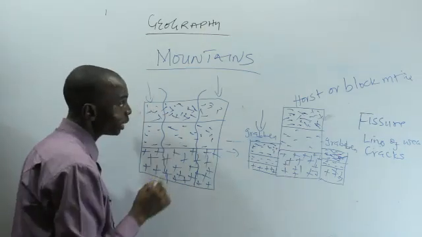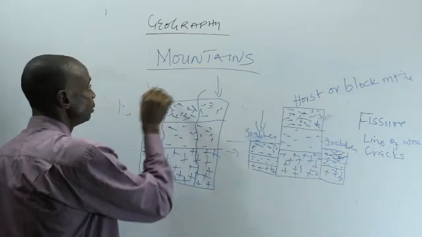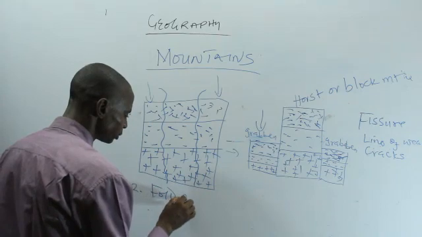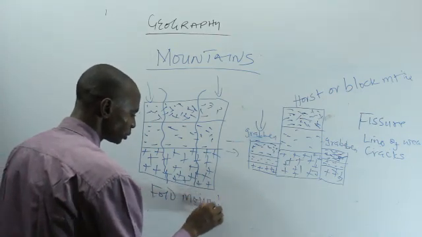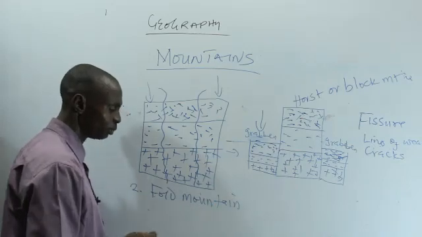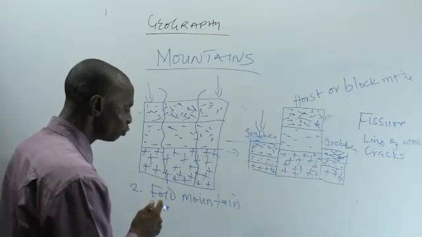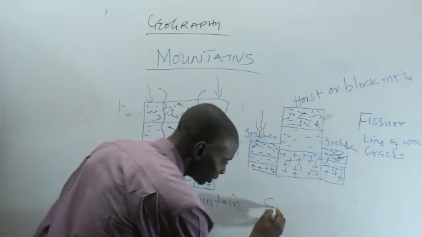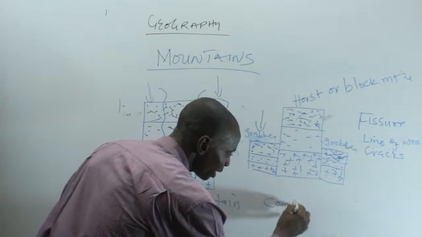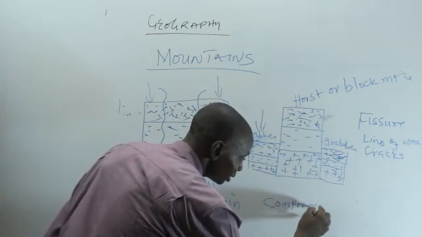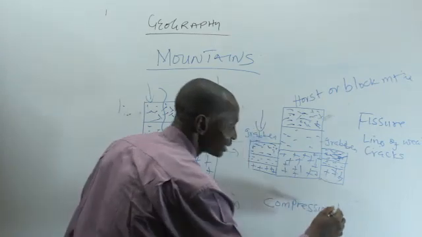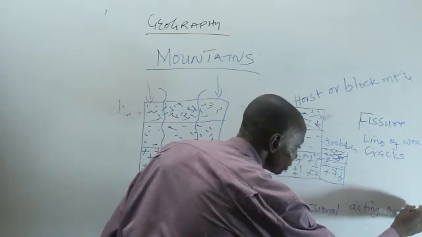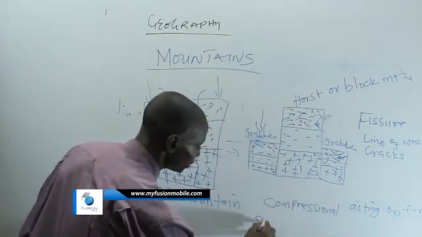Now, number 2. This is number 1, block mountain. Number 2, we have fold mountains. Fold mountain is formed as a result of what? Of compressional forces acting on the earth surface.